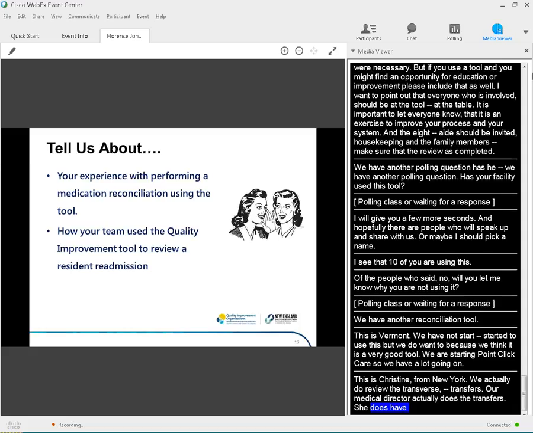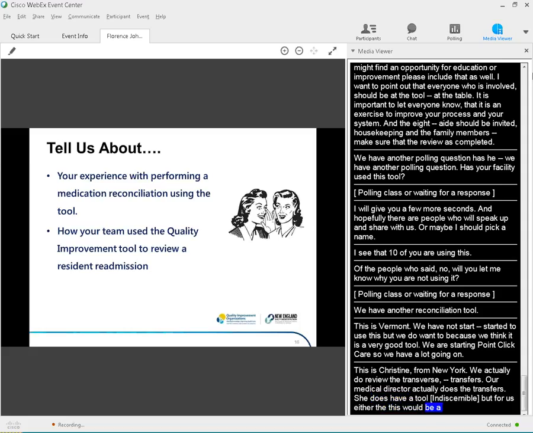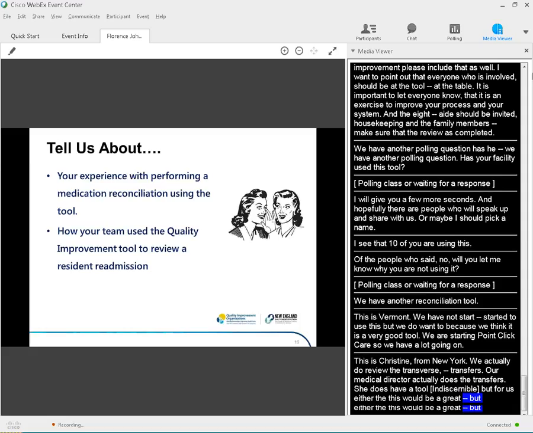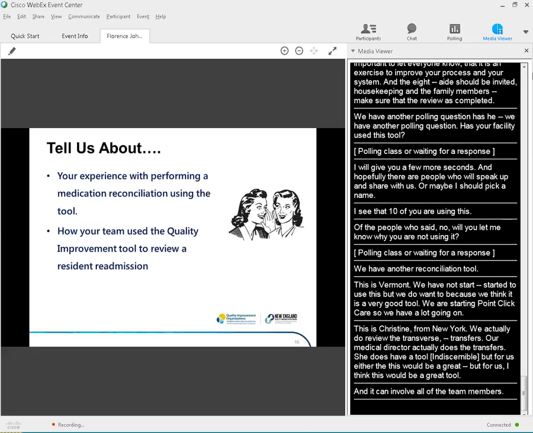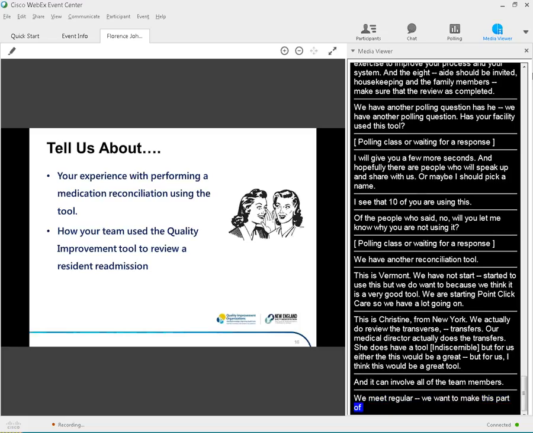Yes, and not only that, it becomes part of your QAPI process as you're involving all team members. We do review it at our QAPI forum, and we meet with a fair degree of regularity, but I think making it part of a document review and part of whatever interventions we put in as a result of monitoring will be very helpful to us. Okay, we're going to do it.